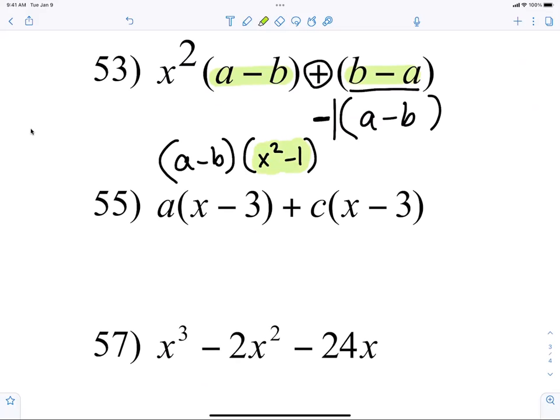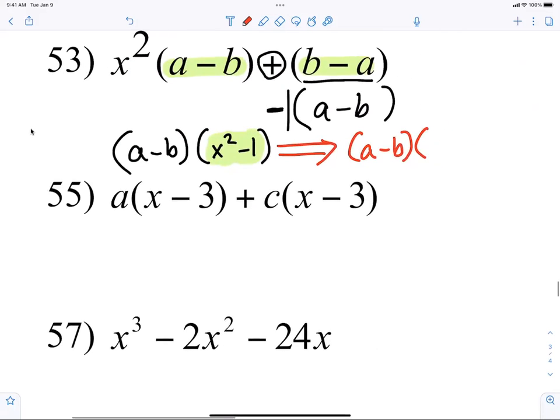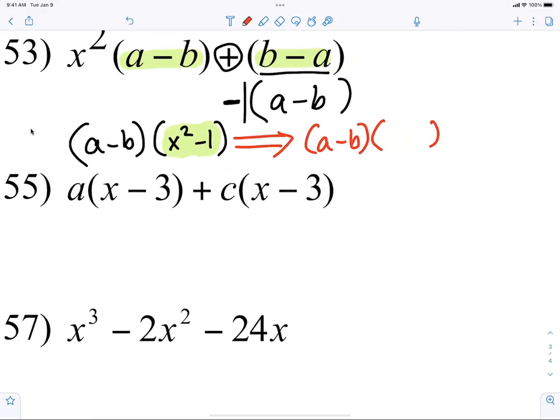So now I'm going to show you that it is a minus b, and then someone help me with x squared minus 1. What does that factor to? Really easy. Go. X and x. Yes. Plus 1 and minus 1. When there is no middle term, that's going to be the easiest one.